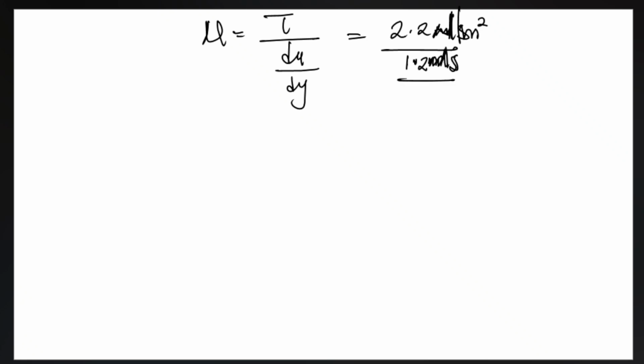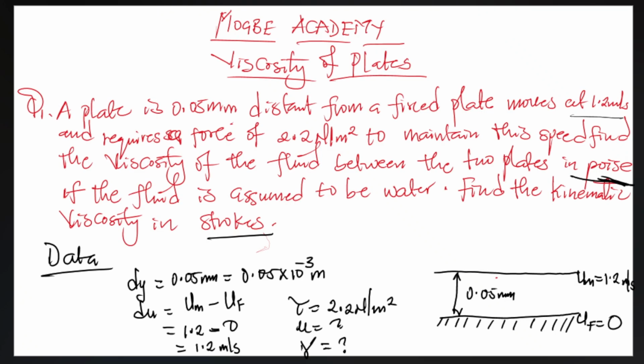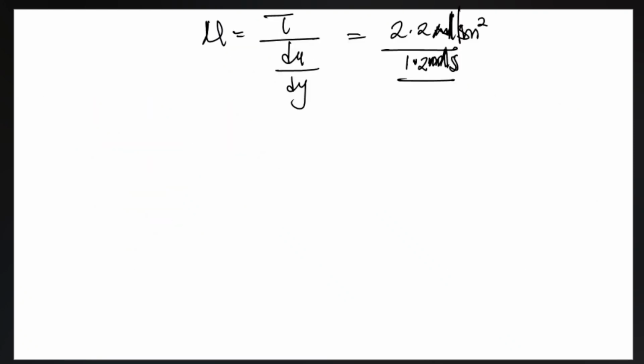Now we divide this with your dy. Your dy here simply stands for the distance of the two plates, and the distance of the two plates is 0.05 times 10 raised to the power of -3 in meter. So don't punch everything like this in your calculator. What you simply do is, you first punch 1.2 divided by 0.05 times 10 raised to the power of -3. After getting your answer, then you punch 2.2 divided by your answer, and you arrive at your final value for your dynamic viscosity.